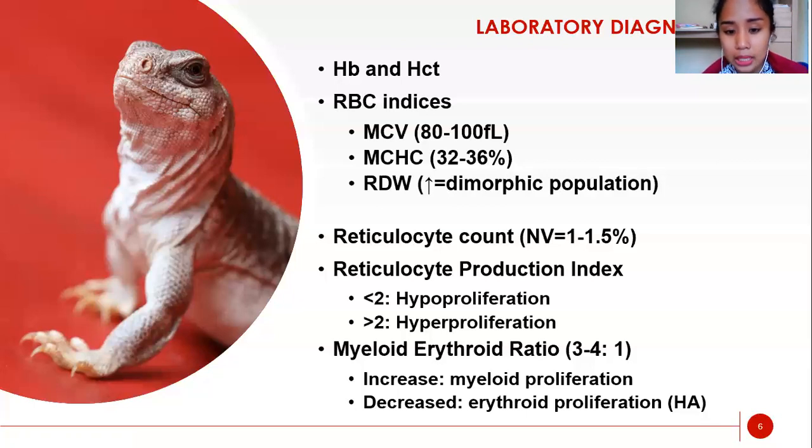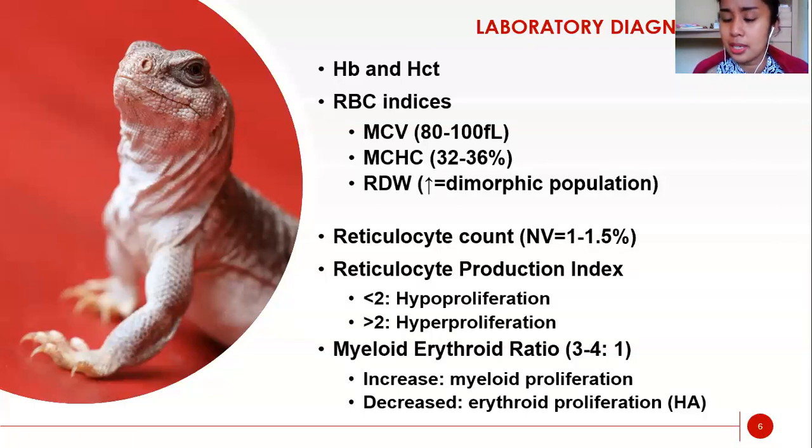And class, myeloid-erythroid ratio. Huwag nakakalimutan 'to, promise, lumalabas 'to sa board exam. So, the normal is 3 to 4:1. Dapat mas marami ang myeloid progenitors kumpara sa erythroid progenitors. Ang ibig sabihin nito, in every 3 progenitors, dapat merong isa lang na erythroid progenitor.